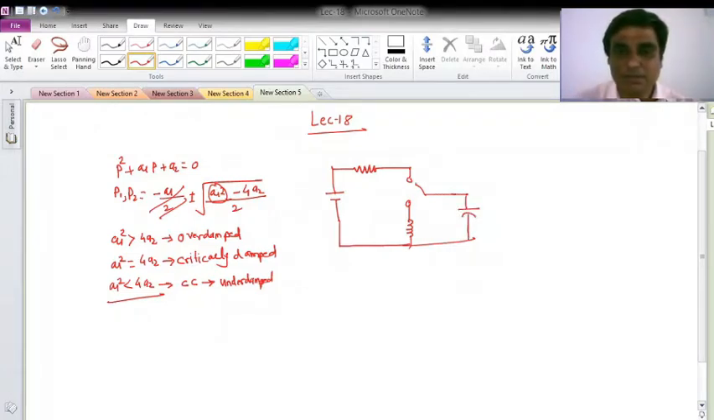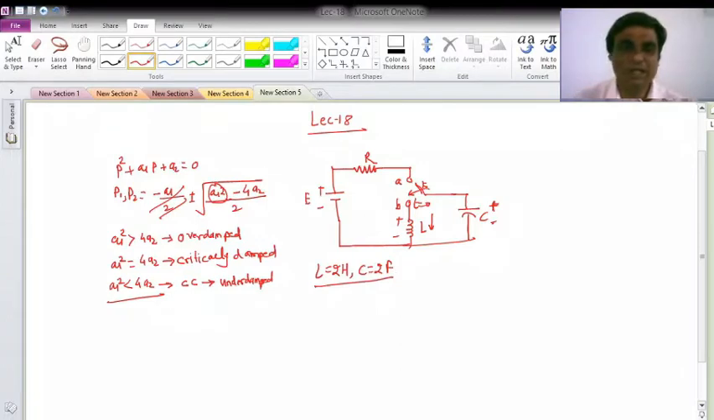Suppose this is my switch K, and at t equal to 0 it moves to this position. Let me name it: this is position A, this is position B, this is my battery E, this is my resistor, L and C. The terminal polarities are like this. Suppose current is flowing this way. Let us take some numerical values: L is 2 Henry and capacitor is 2 Farad, which are very large, but for the sake of simplicity we will take these values.